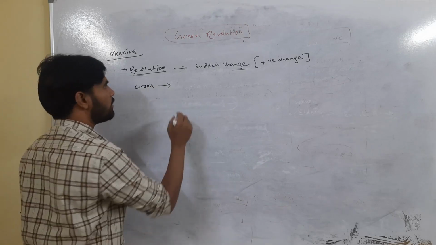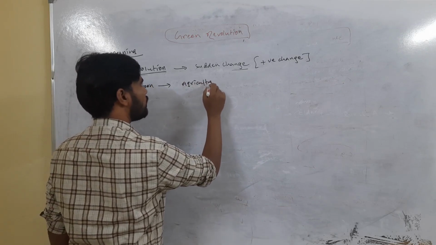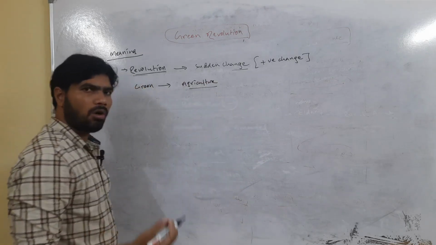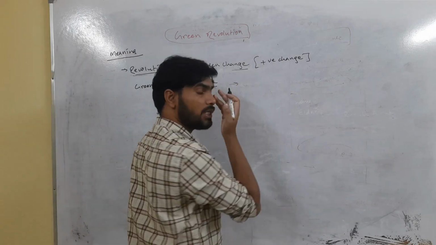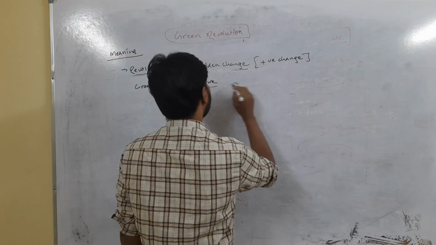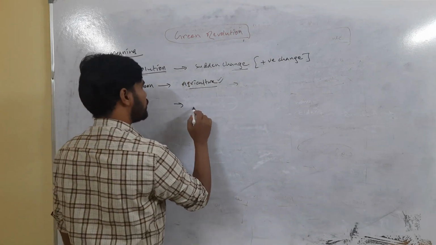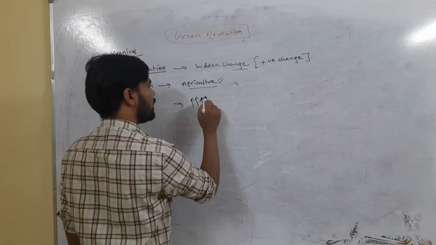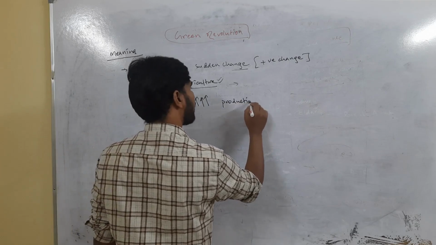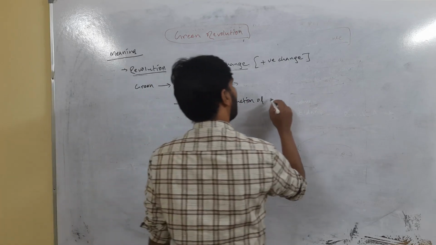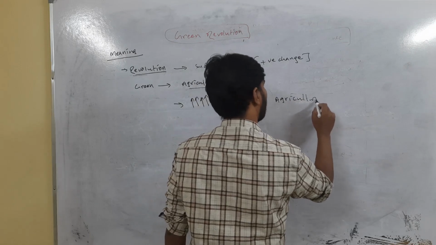Then what is the meaning of green? Green means something related to agriculture. In this context, we have to take it as agriculture or crops or farms. So it is a revolution, a sudden positive change in the agriculture sector, which means there is a huge sudden increase in the production of the agriculture sector. That is the meaning of green revolution.